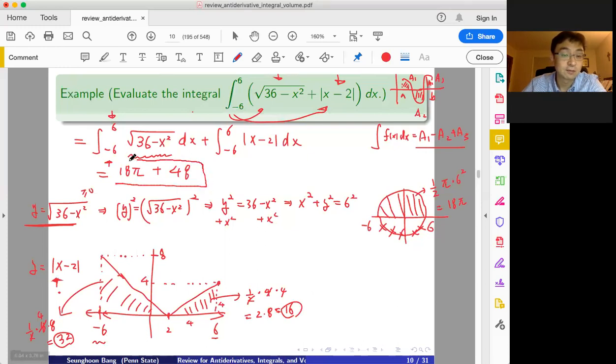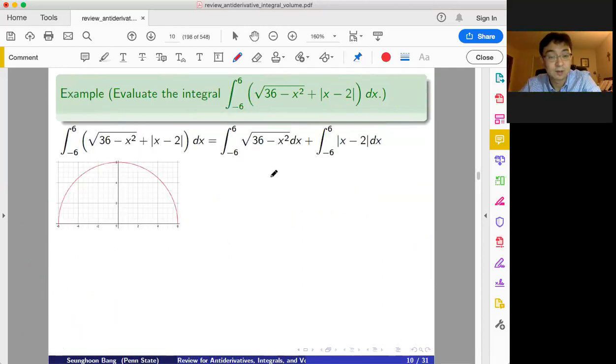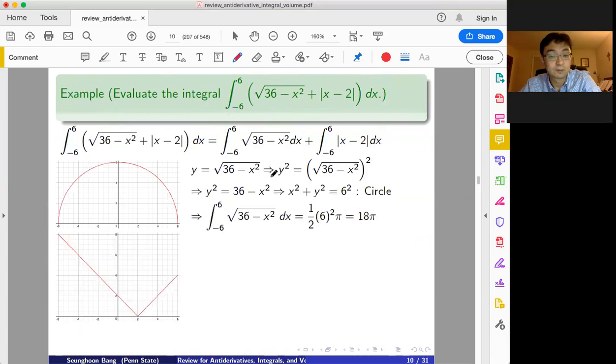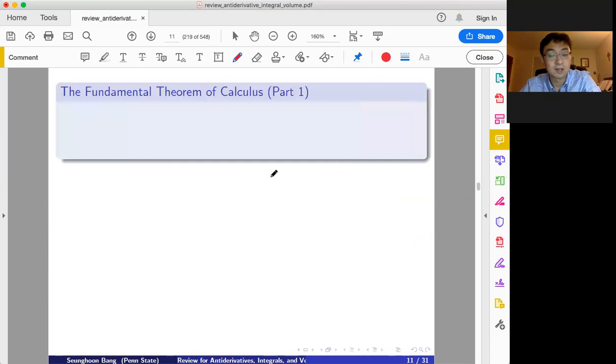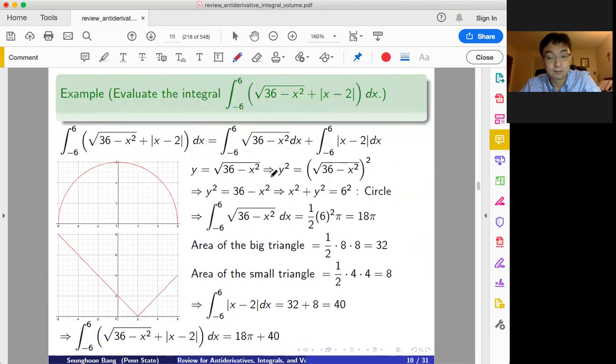Do we have it? This is the idea for solving this problem. So like this. Oh, the 48, not 48, sorry, the 40. So this is 32 plus 8. Sorry about that. The 32 plus 8 is just 40, not 48.